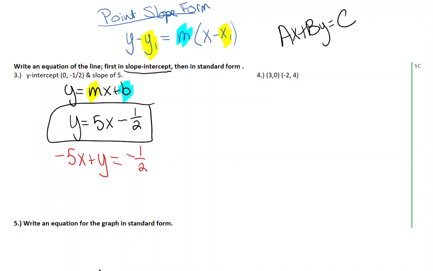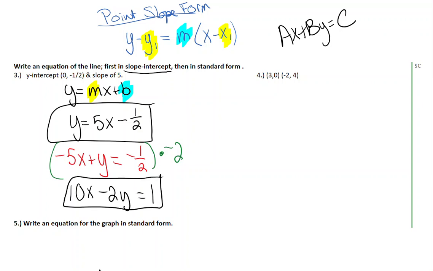Now, the other thing is that I don't want any fractions and I want the leading coefficient to be positive. So we're going to go back and I'm going to multiply by -2 to the whole equation, every single term. That will get rid of the denominators and this will make the leading coefficient positive. So what you're going to get is 10x minus 2y, and that equals a positive 1. And that's going to be our standard form.